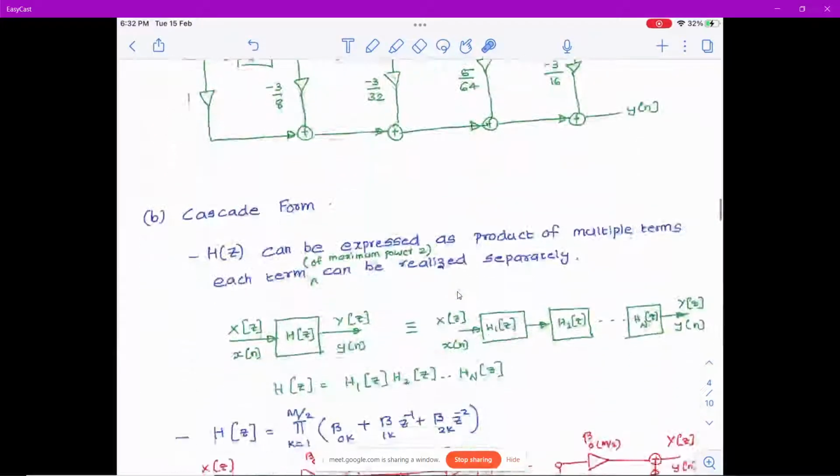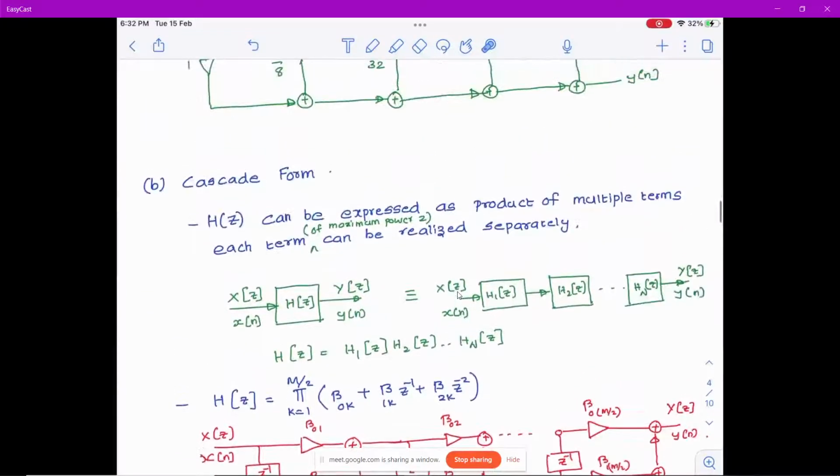Okay, the next form is cascade form. So in cascade form, h of z is expressed as a product of multiple terms. Each term can be realized separately. For example, h of z can be written as h1 of z multiplied by h2 of z up to hn of z. So it should be possible to write it in this equation. Once you can write it in this equation, then you can represent them in cascade form.